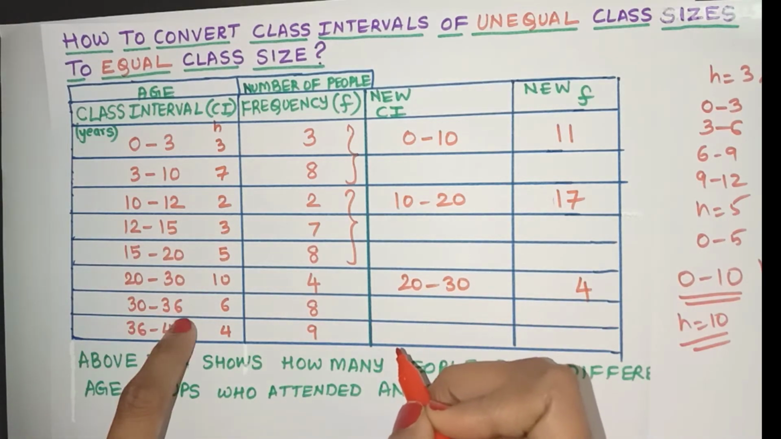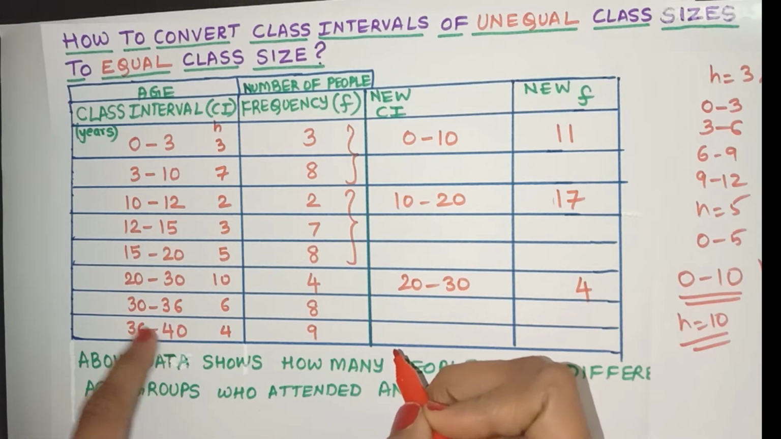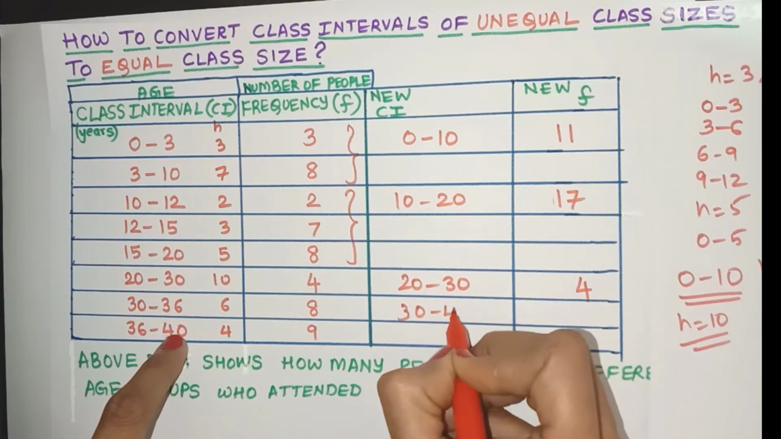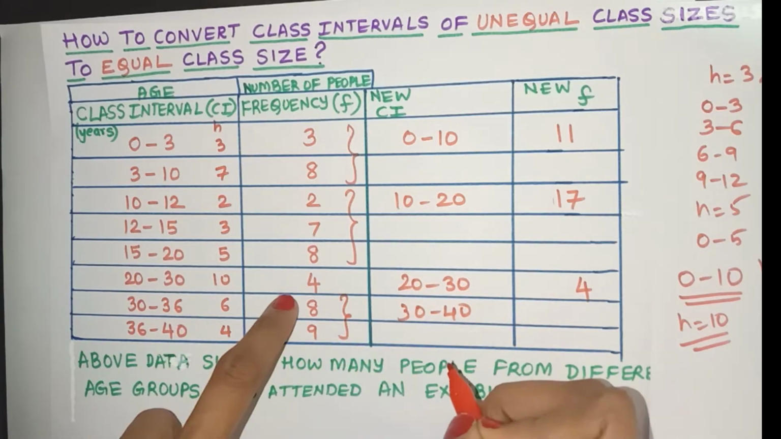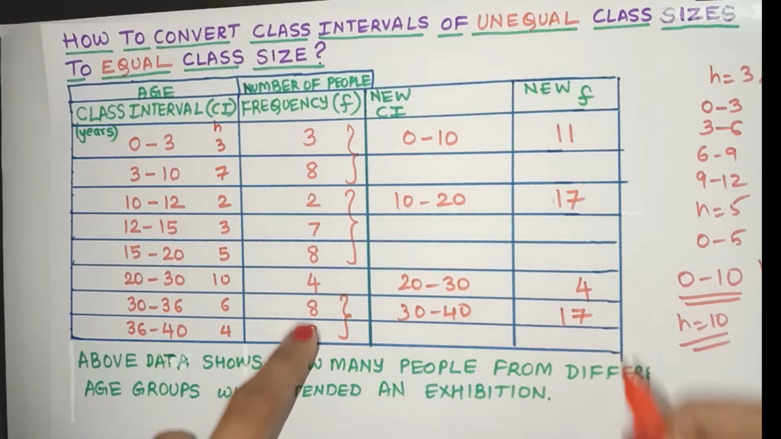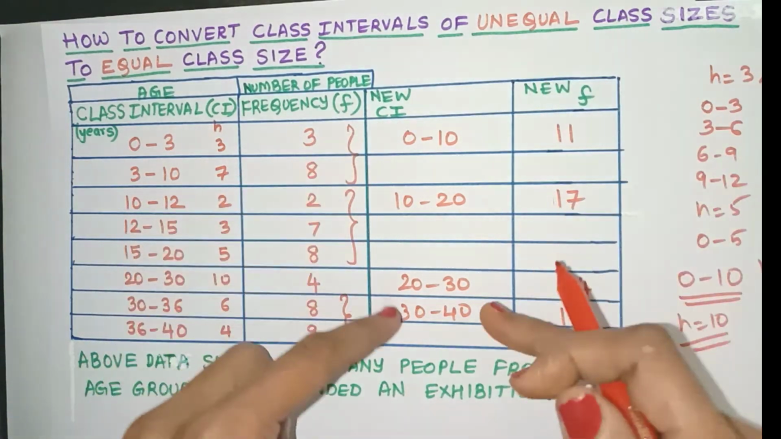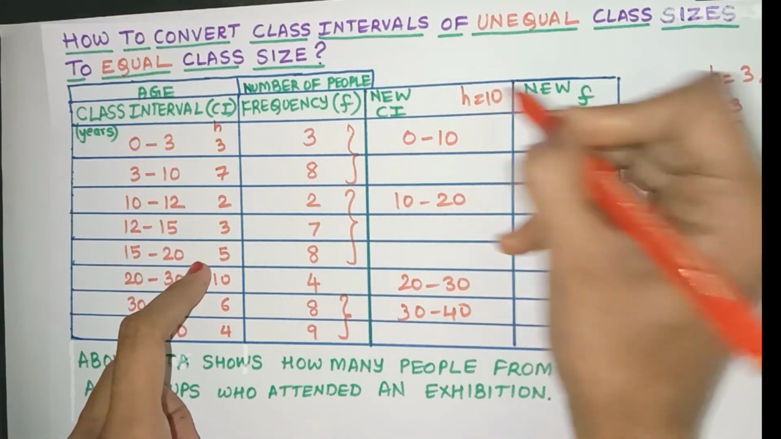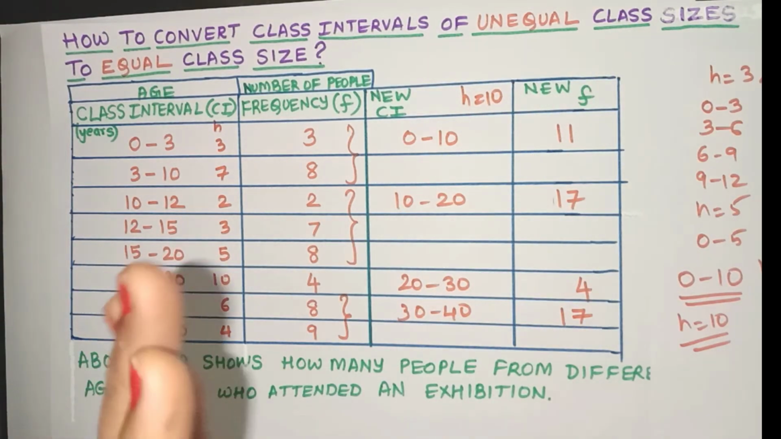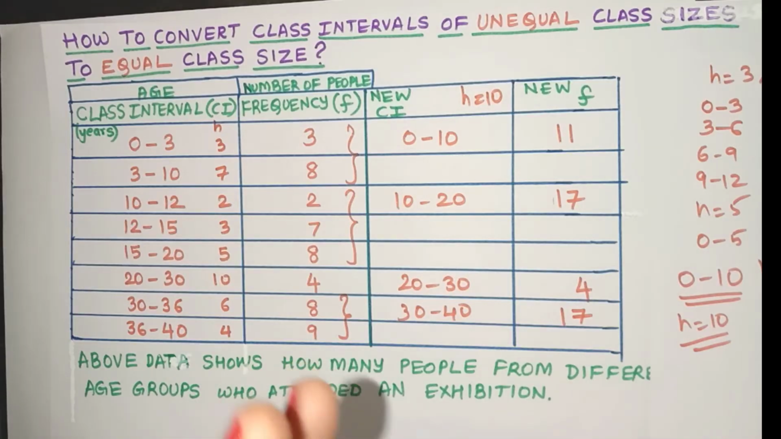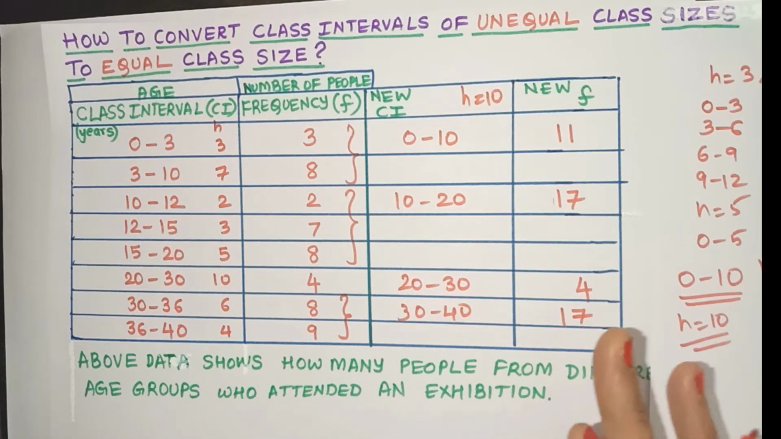Now 30 to 36, I'm combining with this class interval. So 30 to 40. And I'm combining these two. So what is the new frequency? Yes, 17. So friends, in a very easy way, we got the new class intervals with class size 10 and the frequencies are also correct. We have not made any change. So friends, I hope you understood this method.